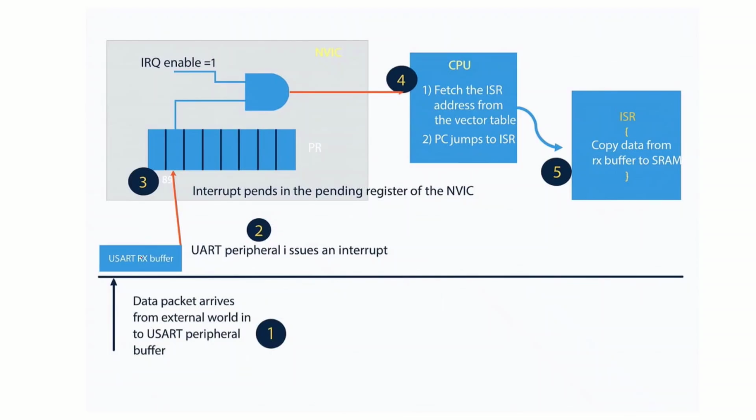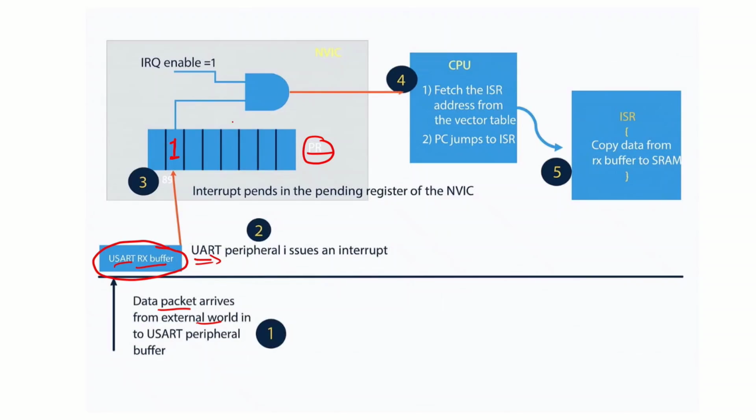Now see, here the UART RX buffer is there. For example, if I'm receiving data packets from the external world into the UART RX buffer, whenever this UART RX buffer is filled, it has to set the corresponding pending bit of the pending register. Here PR is nothing but the pending register.